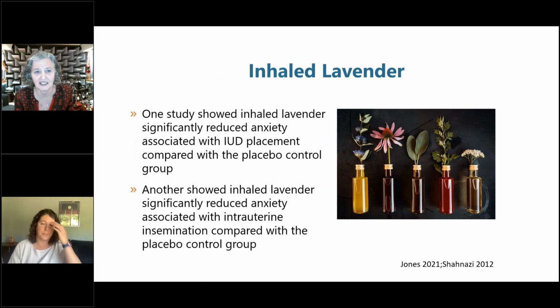I really love that inhaled lavender reduces anxiety. I love that. It did not help with pain though. So I don't think that it's necessary for something to show significance for pain if it's going to improve the overall experience. And certainly if somebody's anxiety is reduced by any means, then that's going to be of benefit. Absolutely.